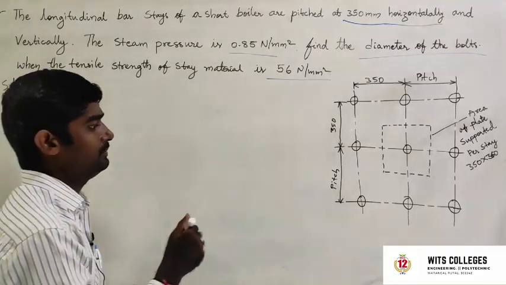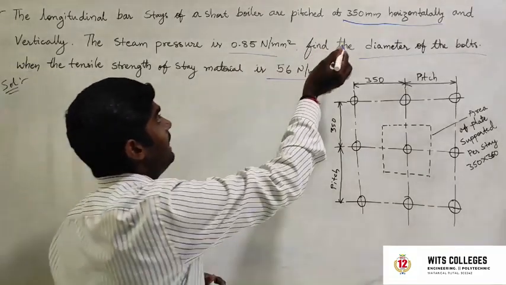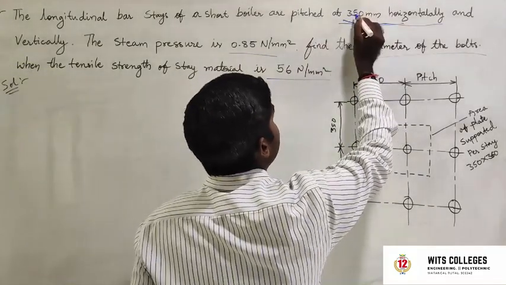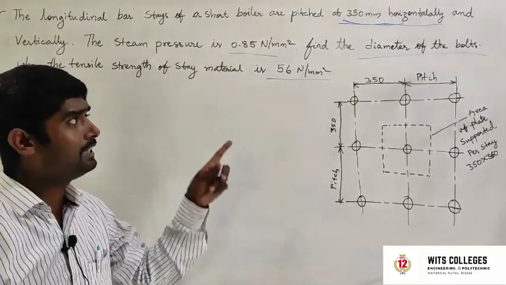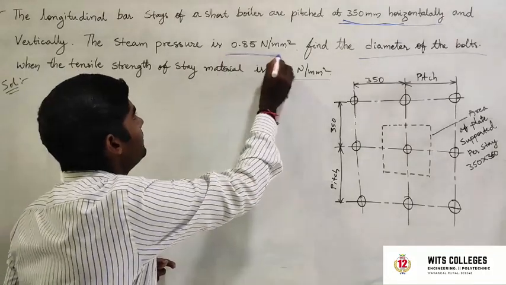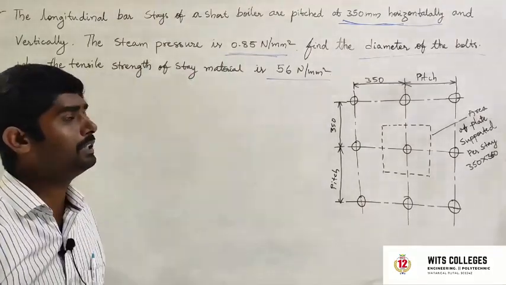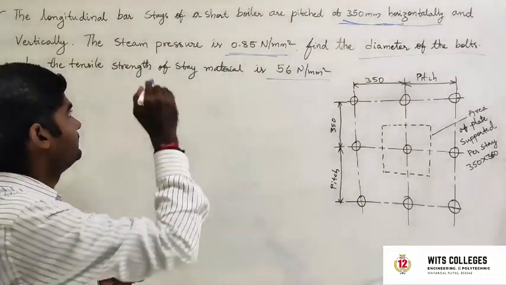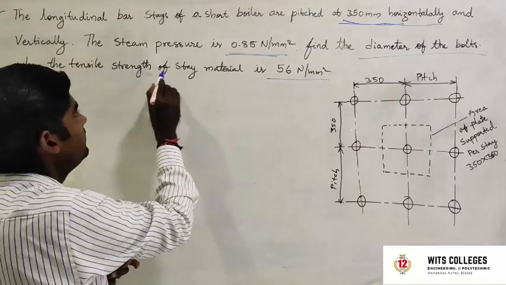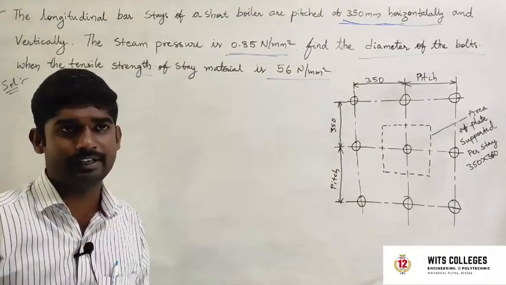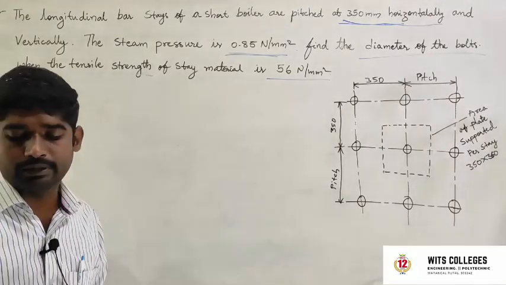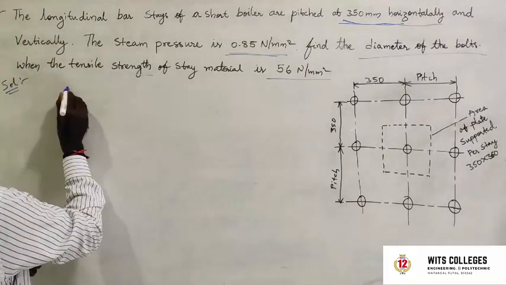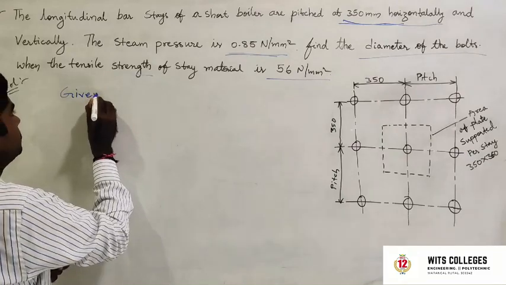Okay, in this one, pitch is 350 horizontally and vertically also 350. And steam pressure is 0.85 newtons per mm square. Tensile strength is 56 newtons per mm square. Find out the diameter of the bolt. In this one, the given data is this question.